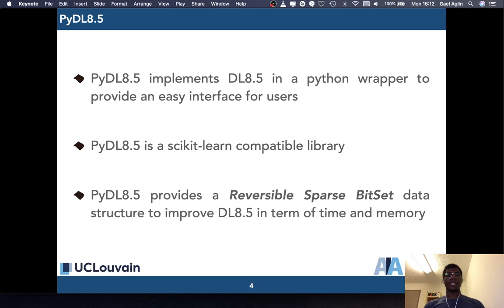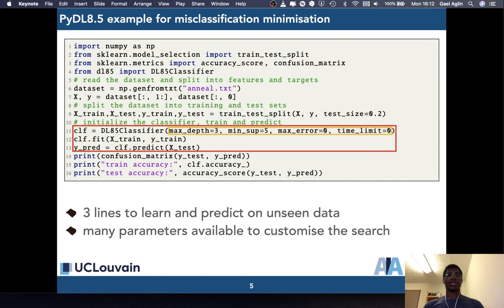PyDL8.5 is a scikit-learn compatible library, so it can be used in combination with all existing scikit-learn functions. Something interesting with PyDL8.5 is the fact that it provides a specific data structure called reversible sparse bitset to improve the result of PyDL8.5 in terms of time and memory.